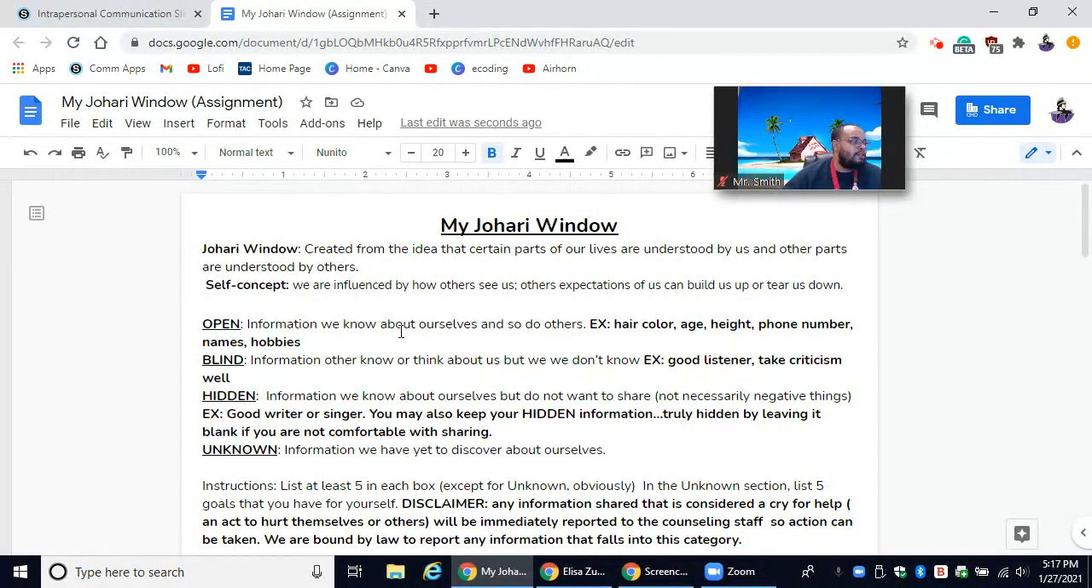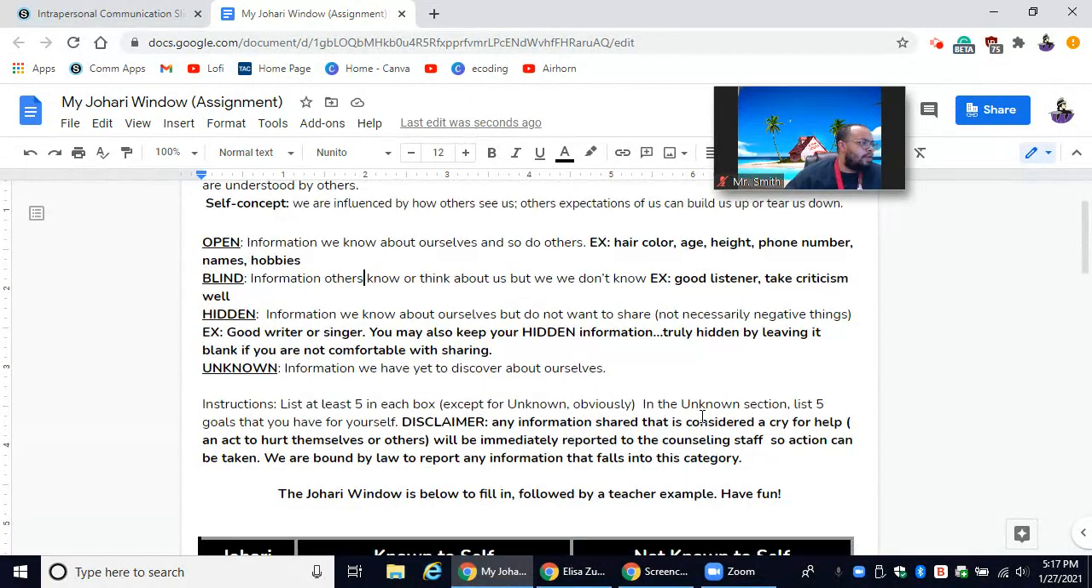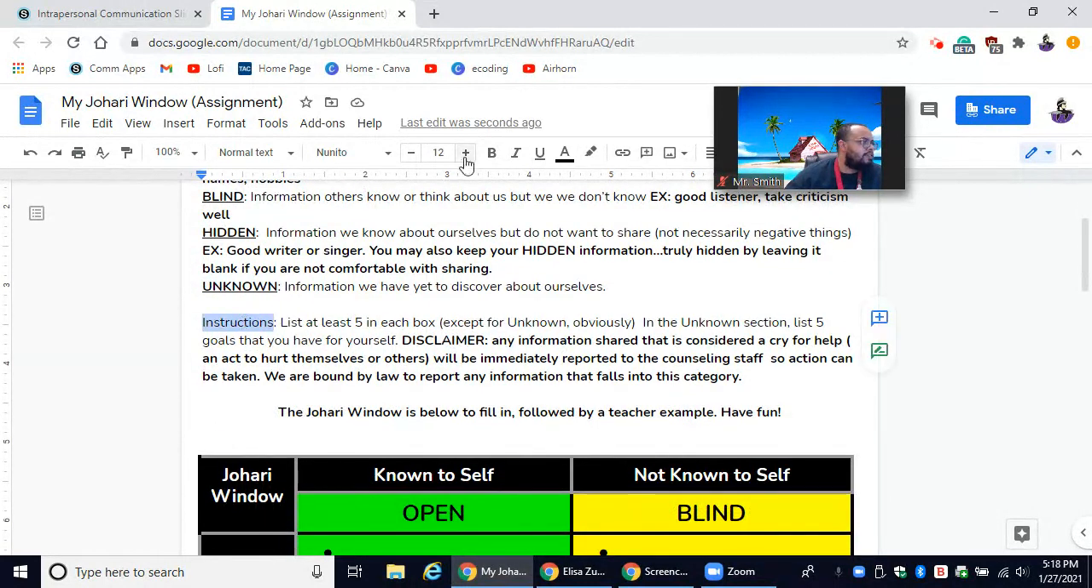So remember that open is information we know about ourselves and so do others. Blind is information that others know or think about us that we don't know. Maybe someone thinks that you're a good listener, or they maybe think that you take criticism well. Then we have hidden. This is information that we know about ourselves, but we are not willing to share with others. And it doesn't necessarily have to be negative things. And then, of course, we have unknown: information we have yet to discover about ourselves, also yet to be discovered by other people.